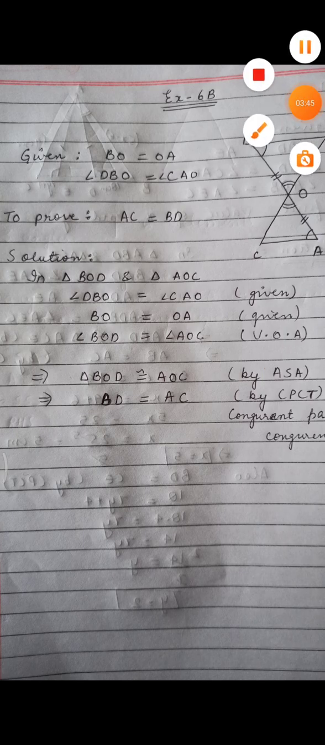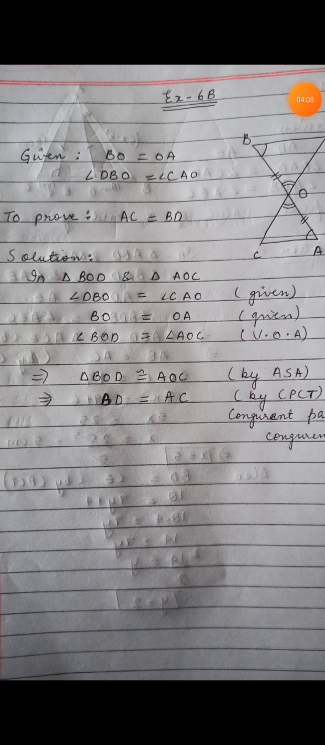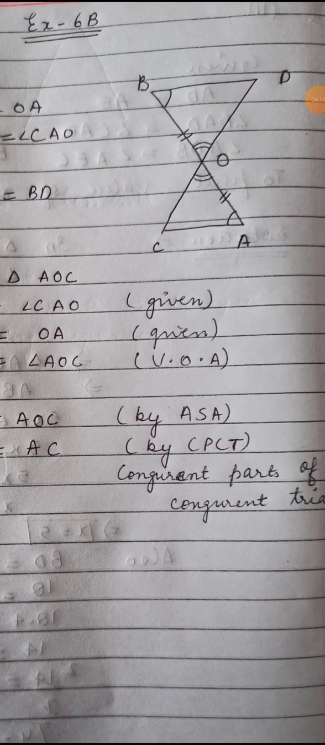So we are going to prove these two triangles congruent, triangle BOD and triangle AOC. To prove them congruent, we have taken their 3 equal elements. The first one is what is already given, that angle DBO is equal to angle CAO. BO is equal to OA. It is also given to us. But the third element that we are going to take is angle BOD is equal to angle AOC. Why are they equal? Because they are vertically opposite angles, as you can see here.